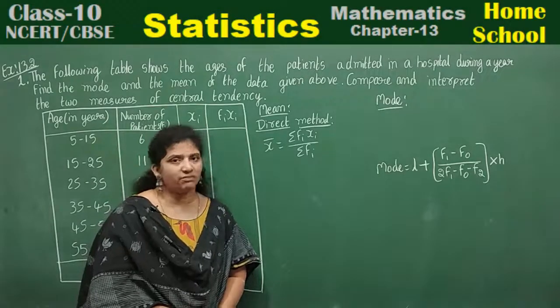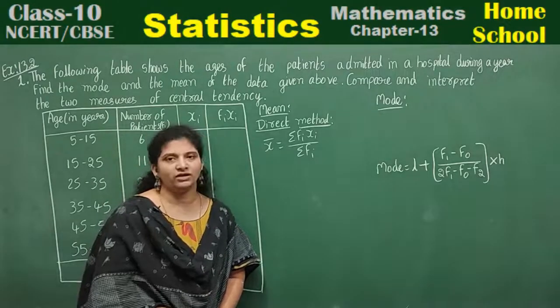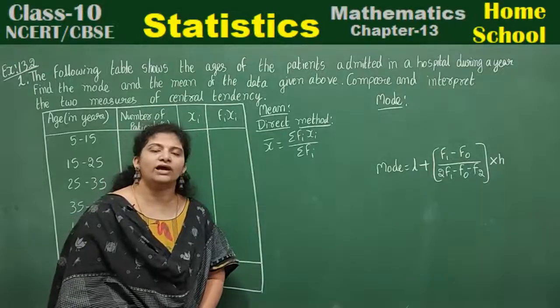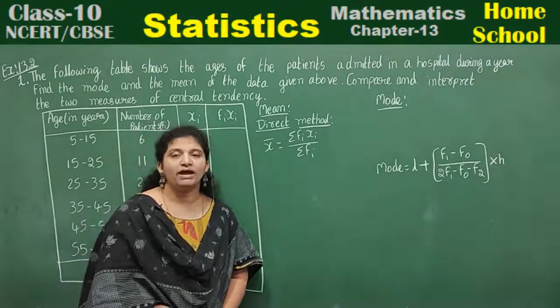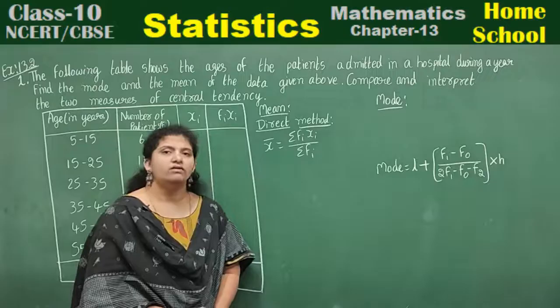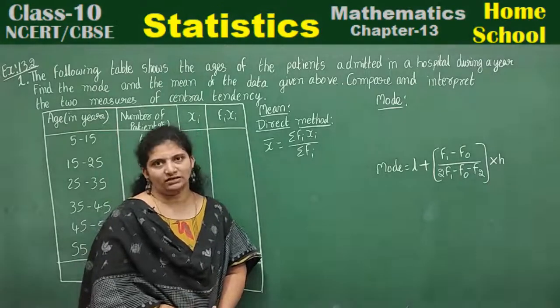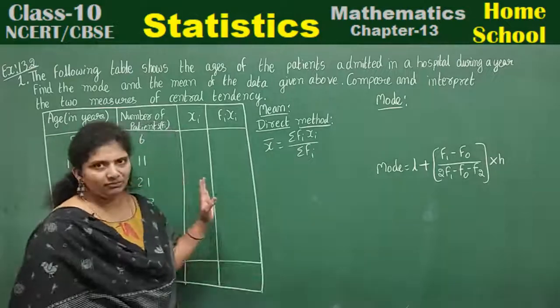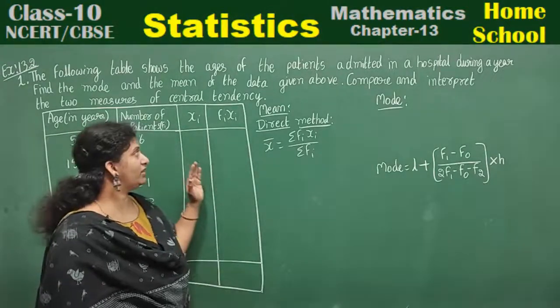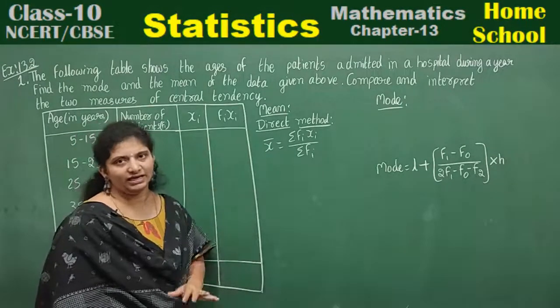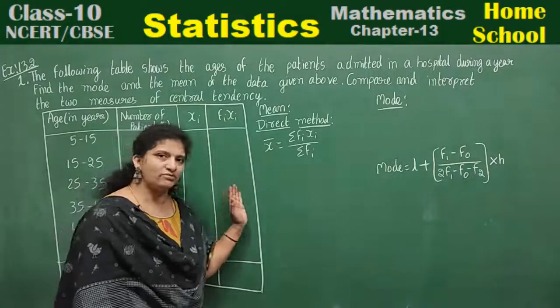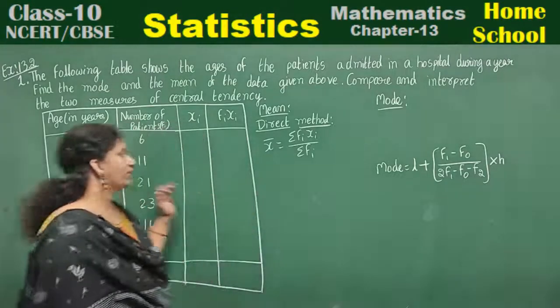Direct, assumed mean, step deviation. You can choose any one method. And we are going to calculate mode by applying the mode formula. For calculating mode, we don't need any extra columns. The given data is enough. For mean, we need to calculate fi and xi. So let's start our problem solution with mean.